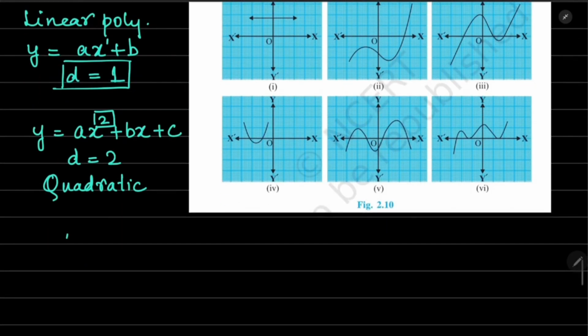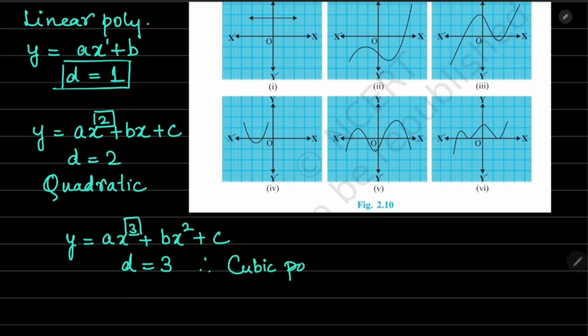And if the highest power of the variable in a polynomial is 3, say x cube plus c, then you can say the degree of this polynomial is 3. Hence, therefore, it is a cubic polynomial.